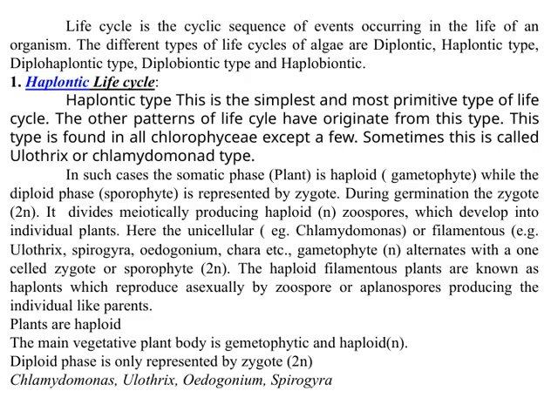So, in summary, the key points are that the haploid phase is dominant, the diploid phase is limited to the zygote, and this cycle is fundamental to understanding how many algae reproduce and grow.